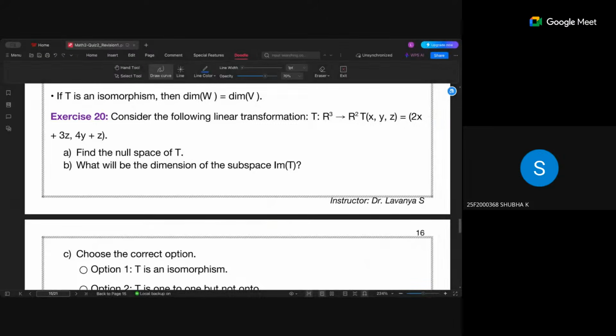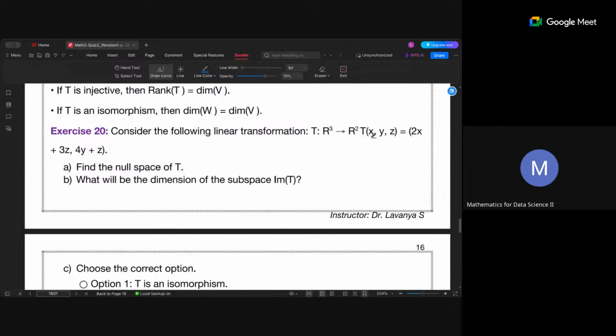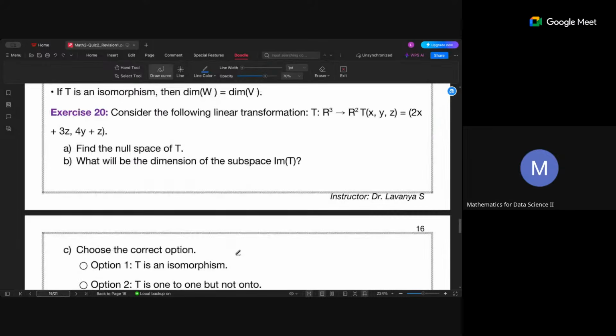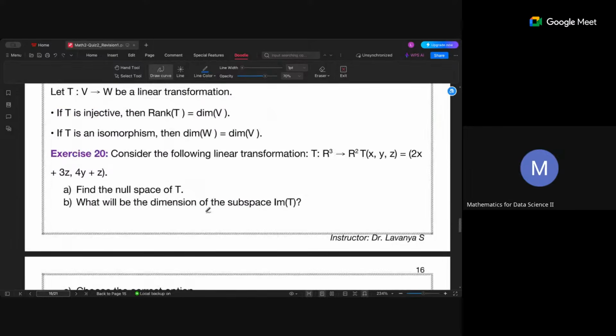Consider the following linear transformation T from R3 to R2. T of x comma y comma z is 2x plus 3z, comma 4y plus z. You need to find the null space, find the dimension of the null space, and then check whether it is an isomorphism or not. Finding the null space and dimension, do you think you need my help to do that? I guess these two parts are quite easy for you to do. Can you manage these two things on your own?